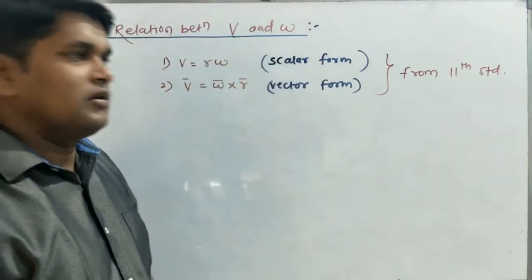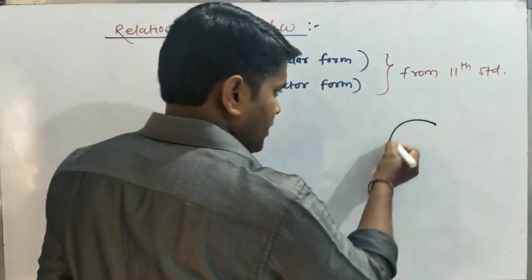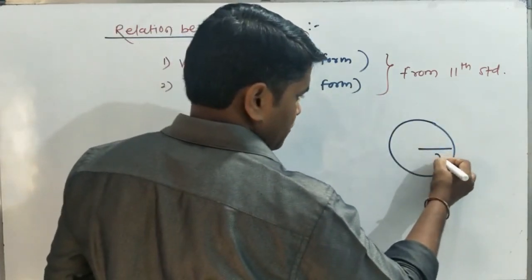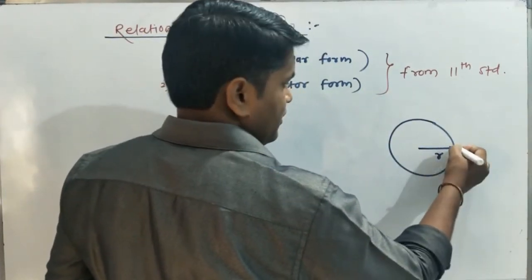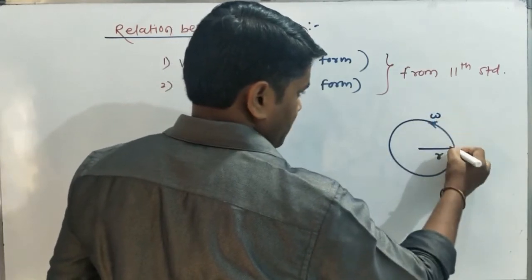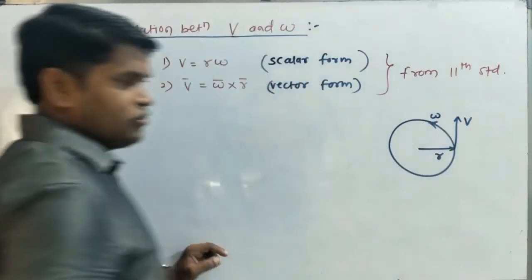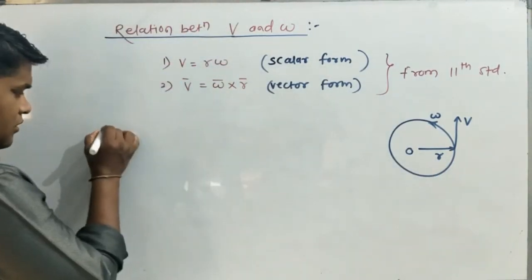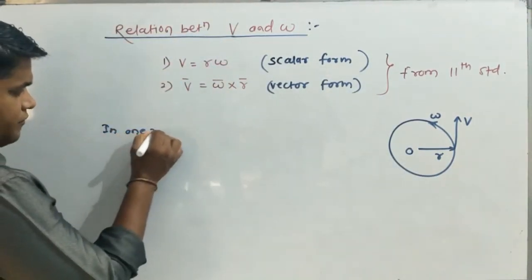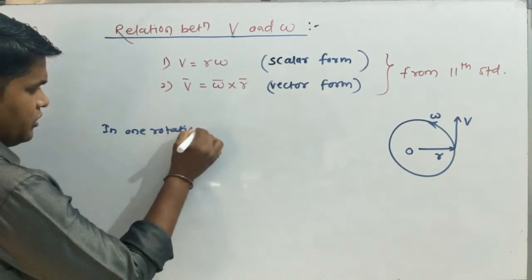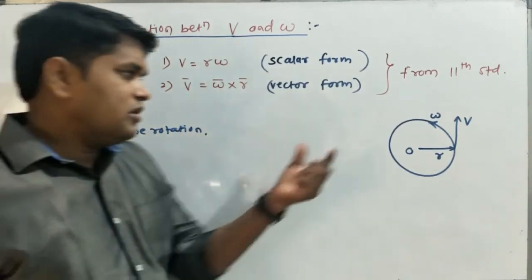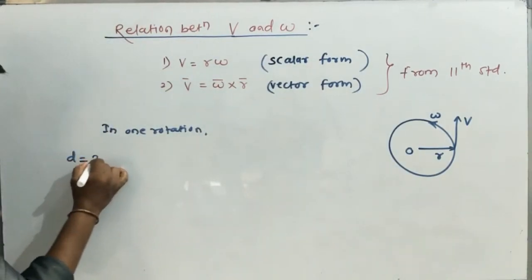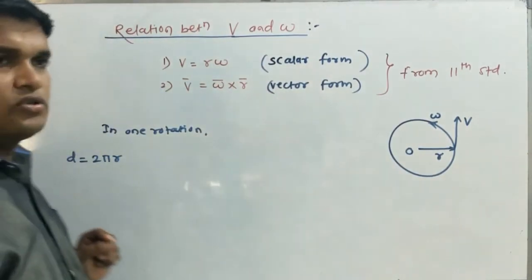Okay, so here, suppose we have one circular motion. Suppose this is our radius vector, and suppose the angular velocity is omega. Suppose this is the linear velocity of the particle. Suppose this is the center of the circle. In one rotation, how much distance is completed by the particle? The distance completed by the particle is 2 pi r, that is the circumference of the circle.